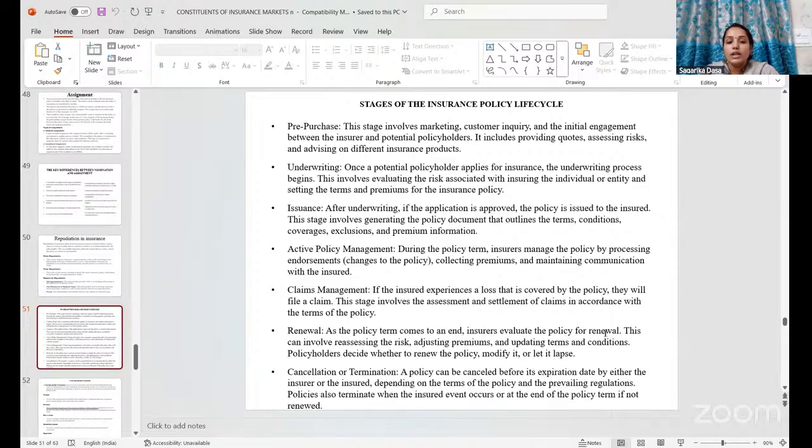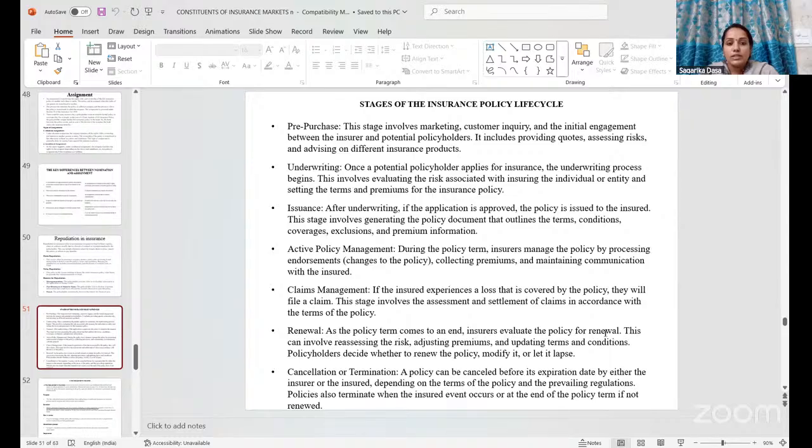Now, in renewal, if the policy term comes to an end, like in a general insurance policy, which is for 1 year, suppose the 1 year period is completed, then they have to go with renewal of this particular insurance policy. Or if it is a term life insurance policy and the term is completed, then they have to go with the renewal of the policy. This involves reassessing the risk, adjustment of the premiums, and updating the terms and conditions in the policy. This is included in the renewal process.